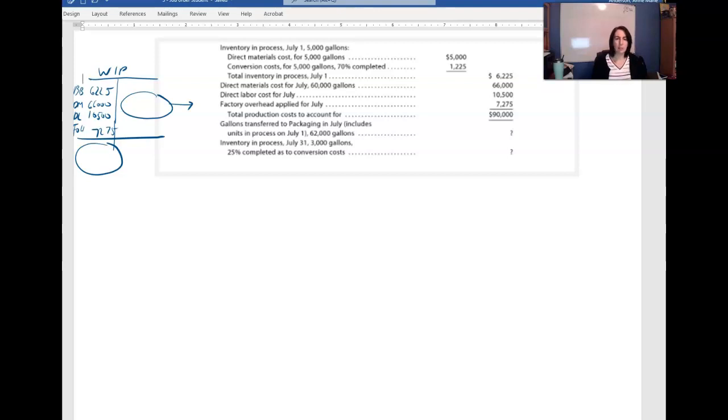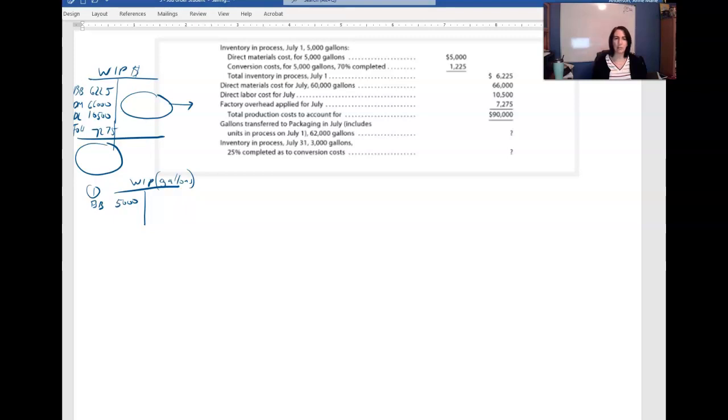Okay, so let's put a little one here for step one. In step one, we've got this WIP, and I want you to realize that right up here, we're dealing with dollars, right? This was all the costs. Right now, I want you to look at it a little bit differently. I want you to look at it like it's gallons. So if you look at it that way, the beginning balance was 5,000 gallons of ice cream, right? 5,000 gallons. And it tells us that 60,000 gallons came in during the month of July, right?